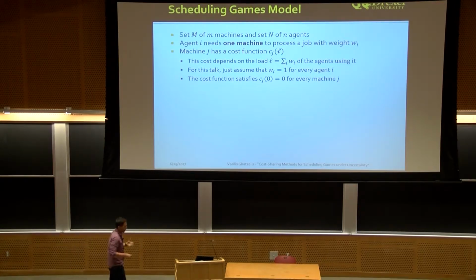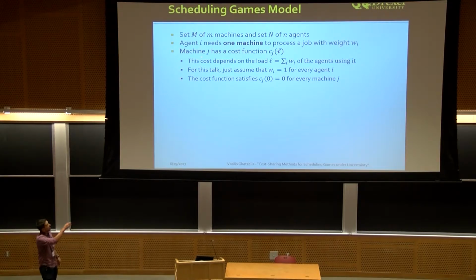So bear with me now with some more formal definitions of what we have. So what is a scheduling game? We have a set M of m machines and a set N of n agents. And agent i needs one machine to process a job with weight w_i. So they can have different weights in some of our results. But for the sake of this talk, just assume that all the weights are 1. Although I will be using the notation w_i for generality.